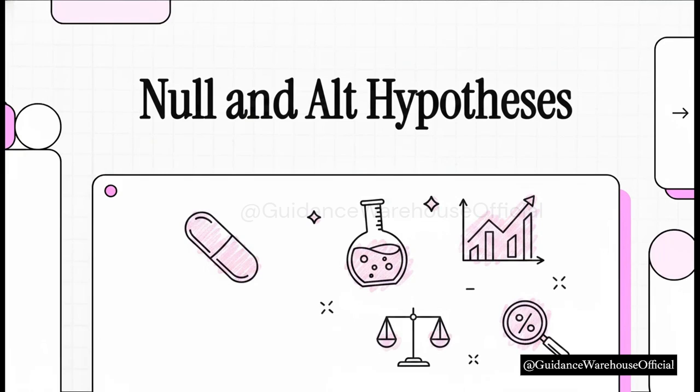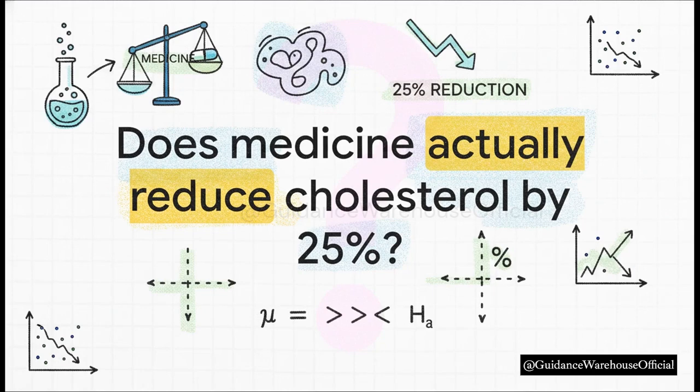Imagine a pharmaceutical company just spent millions of dollars developing a brand new pill. They confidently claim this reduces cholesterol by exactly 25%. But how do we actually prove that medically and mathematically? We can't just take their marketing team's word for it, right? We need a bulletproof system to test their claim against reality. Does this new medicine actually work, or are the trial results just a fluke of random chance?